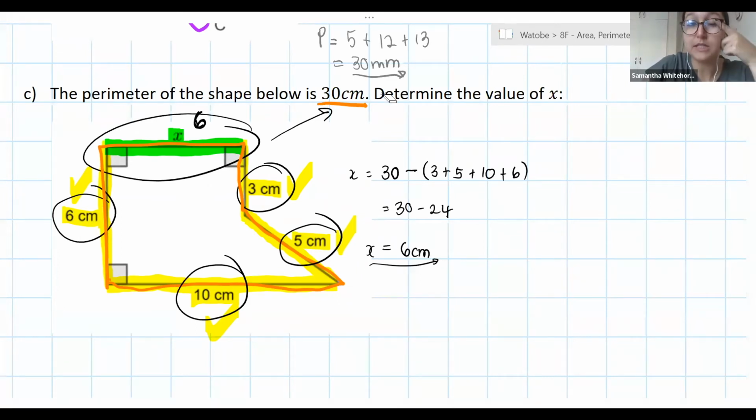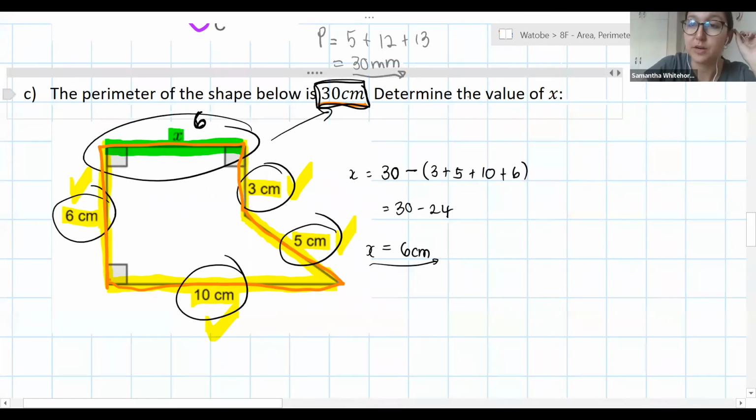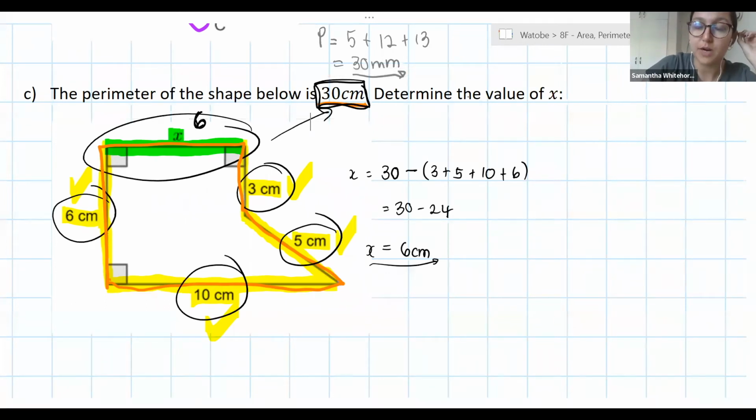Now, 30 is coming from the question. Remember, I told you that the perimeter is 30 centimeters. So that information was given to you in the question. Abel, do you have a question for us? Abel, you there?